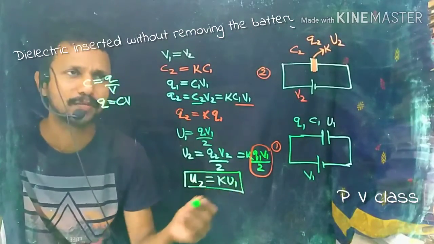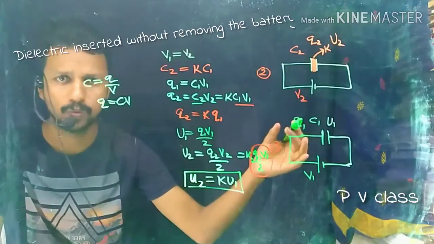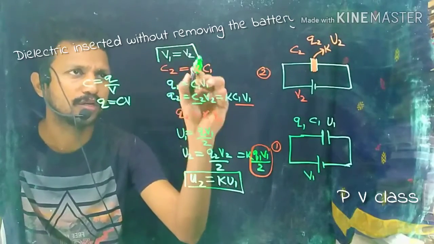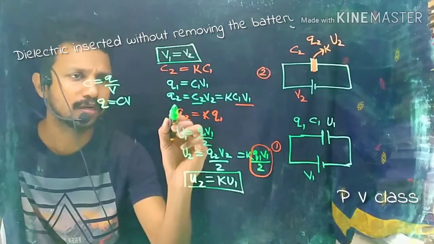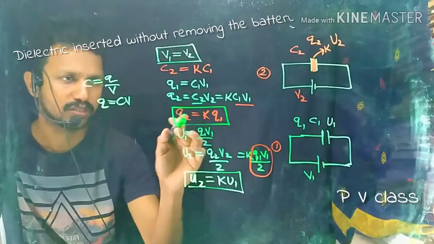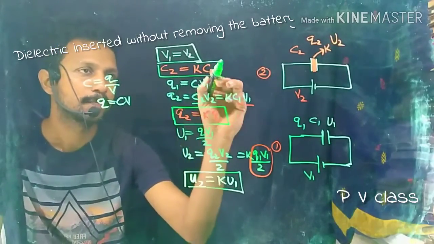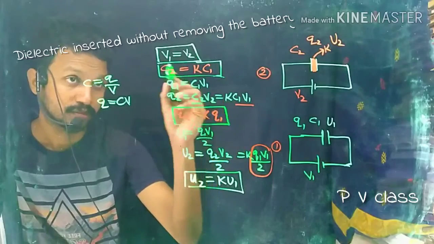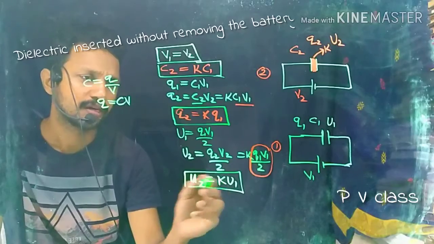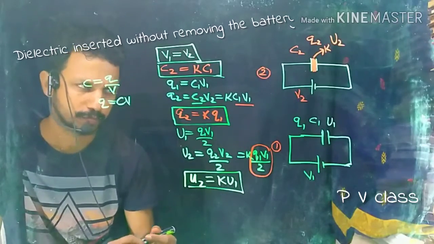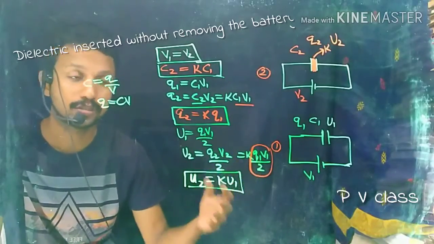Summarizing the situation: if a dielectric is inserted into the capacitor without removing the battery, the potential will not change, that is, V2 is equal to V1. The charge will increase by K times, that is, Q2 is equal to KQ1. The capacitance will become K times, that is, C2 is equal to KC1. Finally, the potential energy will become K times, that is, U2 is equal to KU1. Therefore, remember these formulas also. They could ask you many questions regarding this.